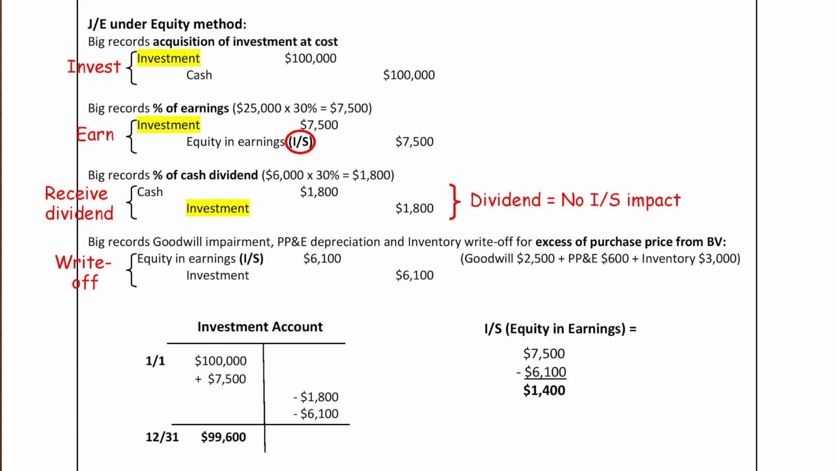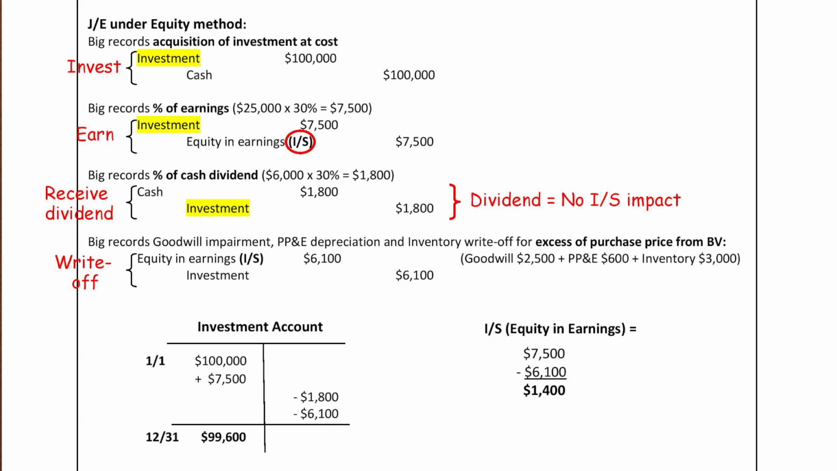Next, let's talk about inventory. The higher fair value attributable to inventory was $10,000. 30% of that is $3,000. And the entire inventory with a higher fair value was sold off during the year, so the $3,000 needs to be written off.